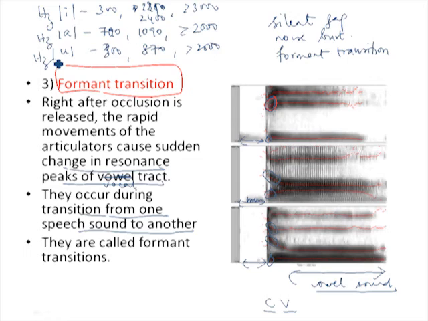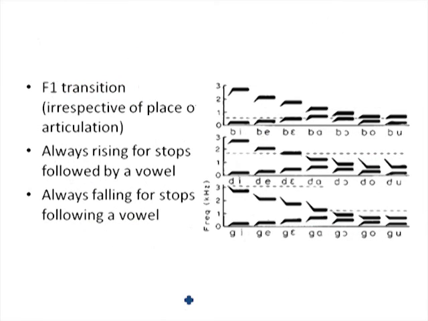We talked about position, whether your stop is coming in a CV formation or a VC, where first the vowel comes and then the consonant is produced later. Okay, so the F1 transition, which is your first formant, is the first line here. That's an F1. That's an F1. That's an F1. So what are the three sounds? It's all voiced sounds here: B, D, and G. Okay?